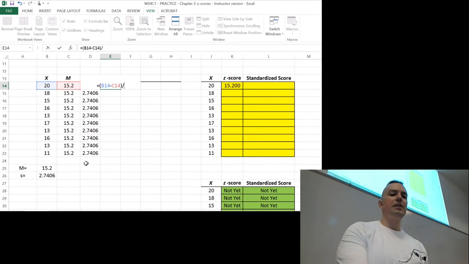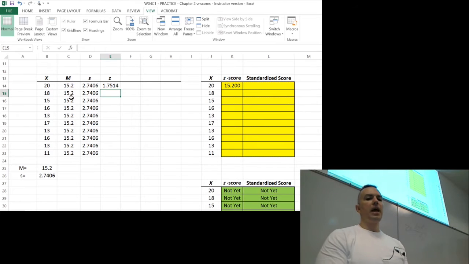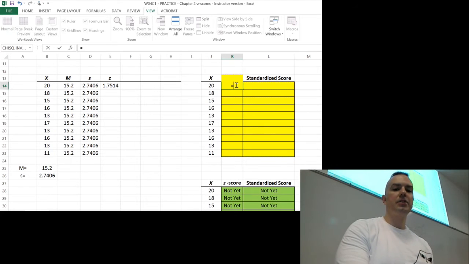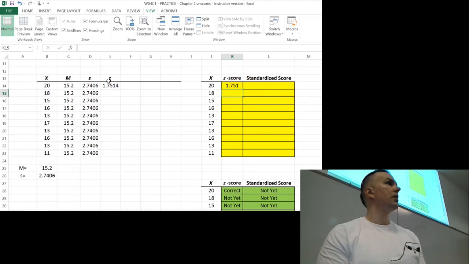And if you're in this situation where you cannot click on the cell that you want, you have to use your arrow keys to get that cell to where you want it to go, which is right there. Then we hit enter, and we have our z-score of 1.7514. We pop that into the answer cells over here, and we see that we got that one correct.